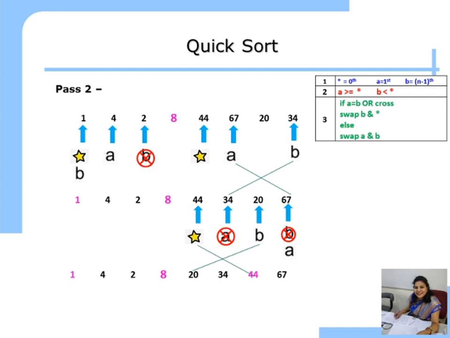As I told you, we are dividing the list into parts until each list has one element, because one element is always sorted. So among these three lists, 42, 20 and 34, and 67, the 67 list is sorted. Why? Because there is only one element. Now we have only two lists, 42 and 20 and 34. So in pass three we will continue with these two lists: list 1 is 42, and list 2 is 20 and 34.